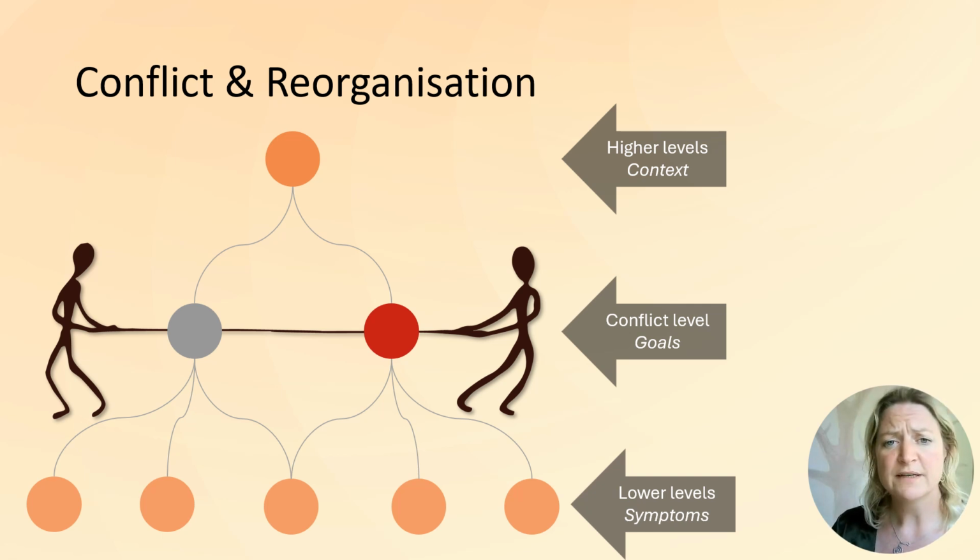PCT approaches conflict resolution through a process called reorganization, and it helps to understand conflict as a three-layer model of conflict. So let's start at the bottom. At the bottom layers of the perceptual hierarchy, you see the symptoms of conflict. The systems are working hard but never satisfied due to conflicting higher level goals.